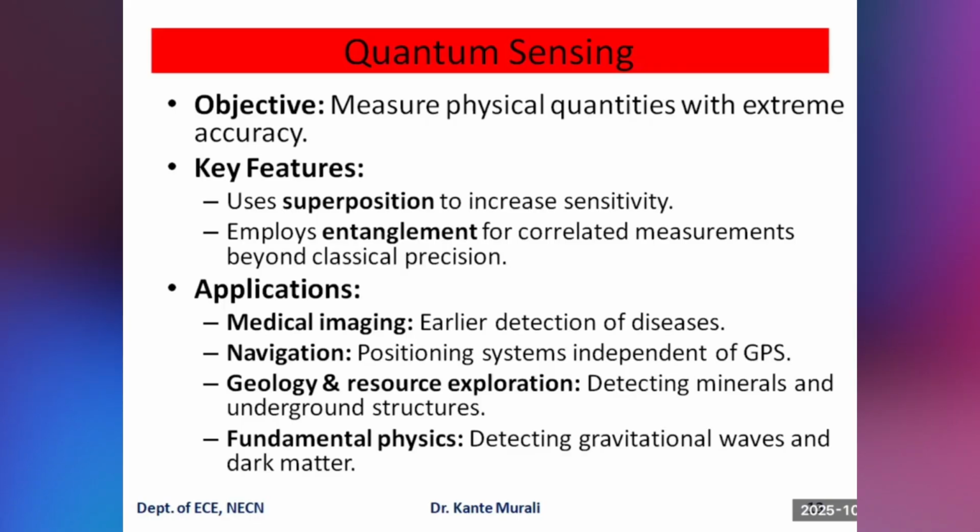Similarly, as I mentioned, sensing will play a major role, especially in the case of medical. Quantum sensing measures extremely small changes in magnetic and gravitational fields, which plays a vital role in medical imaging, early detection of lesions by using superposition, which increases sensitivity, and entanglement for correlated measurements, which increases the precision. In addition to medical imaging, other key areas are navigation and geology, where it is useful to study fundamental physics. That is the importance of quantum sensing.